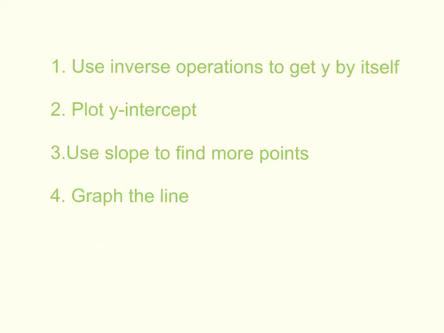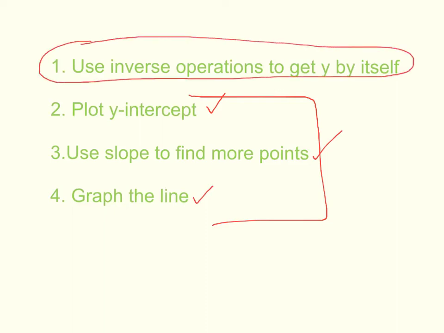So here are the steps of today's lesson. The last 3 we already know how to do. We know how to find the y-intercept, we know how to use the slope to get more points, and then obviously just connect the points to make a line. It's this first step that is new. We'll be using inverse operations to get y by itself. And today we're only going to do part A of this lesson. We're breaking it up into 2 different videos. Our inverse operations today is just dealing with one-step addition and subtraction. And then in part B, we'll get into 2-step.